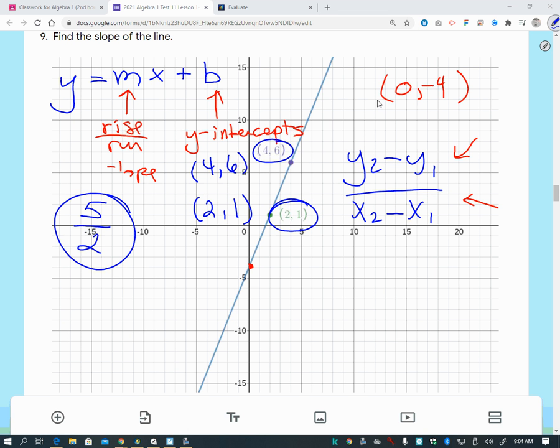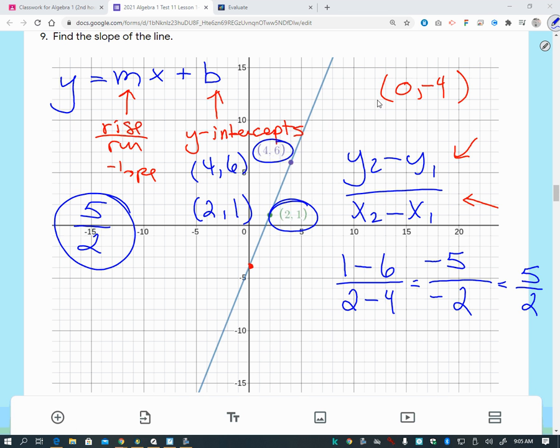Okay, what is y1? 1. Okay, what is x2? 2. What is x1? 4. Okay, what is 1 minus 6? -5. What is 2 minus 4? Okay, what happens to those two negatives? Okay, so I get 5 halves. Does that match the counting up and over?